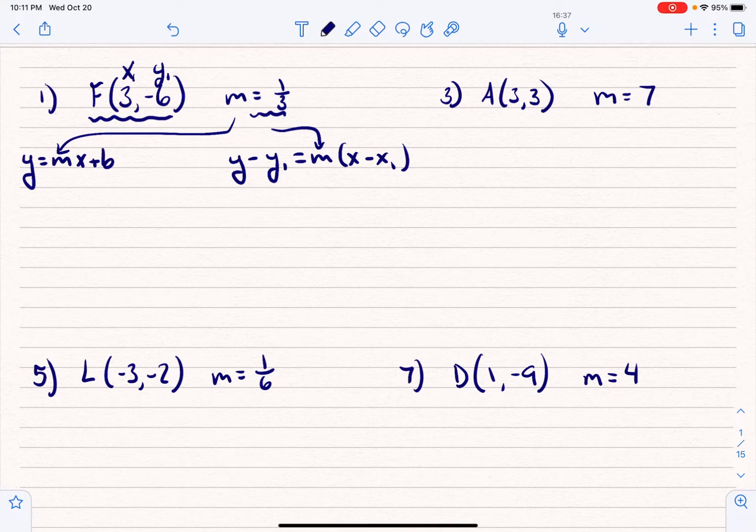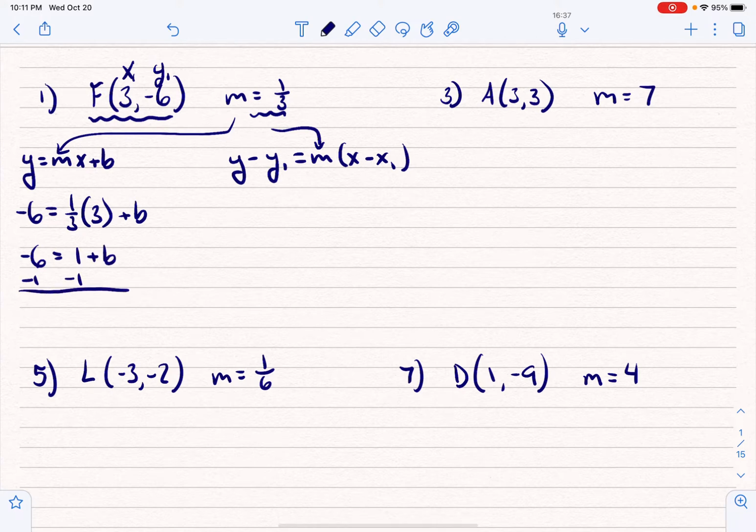So I could plug in the x and y and my slope all on the same line, and this would say -6 is equal to 1/3 times my x value of 3 plus b. And that would become -6 is equal to 1/3 of 3, which is 1, plus b. If you subtract 1 from both sides, then you get that b is equal to -7. So then your equation would be y equals 1/3 x minus 7. That's pretty simple.